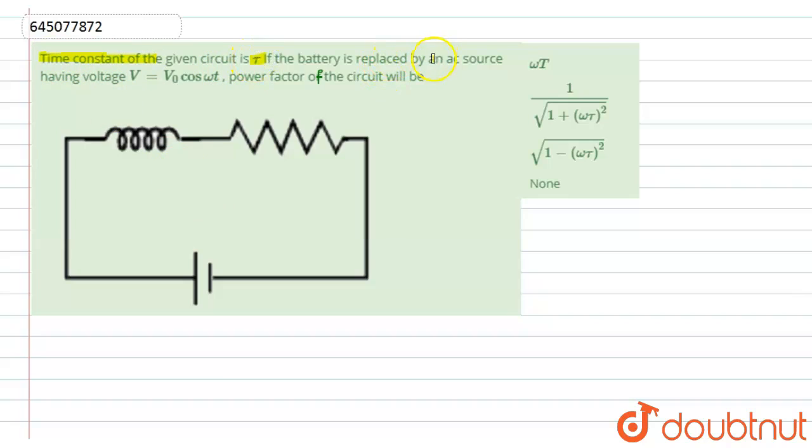Hello students, so the question is: the time constant of a given circuit is tau. If the battery is replaced by an AC source having the voltage V equals V naught cos omega t, then the power factor of the circuit will be. So let's look at the solution.